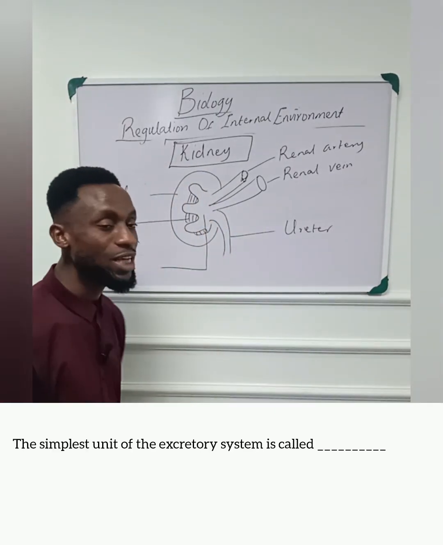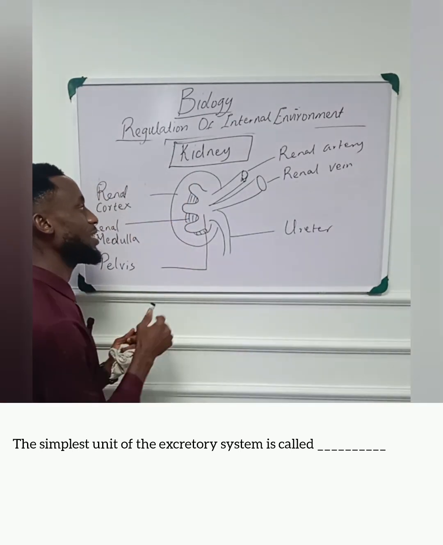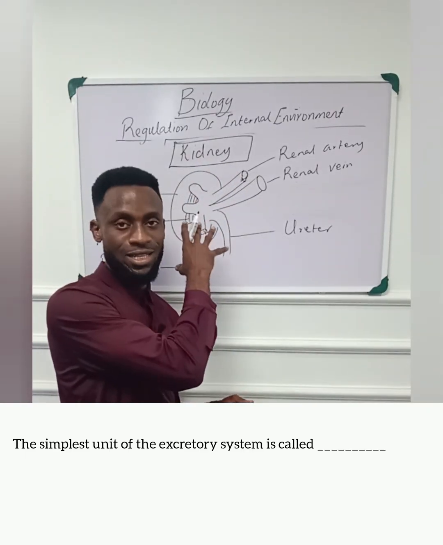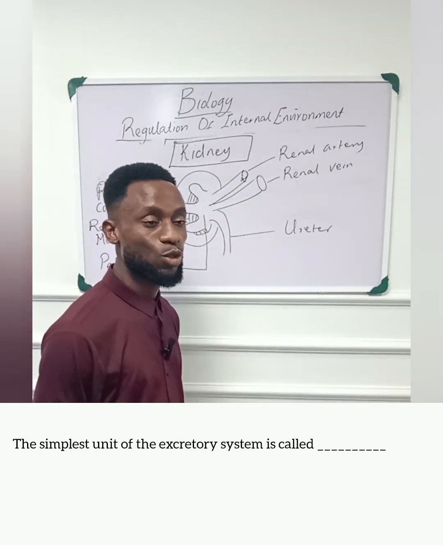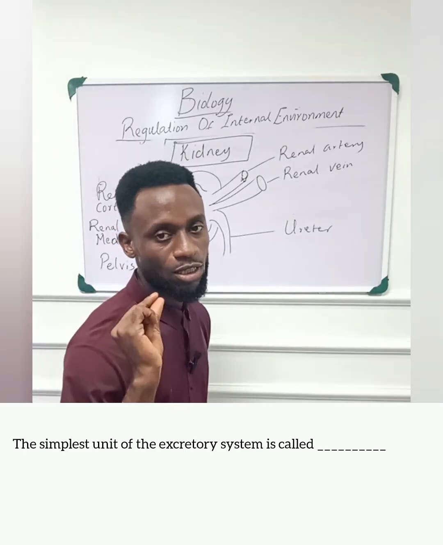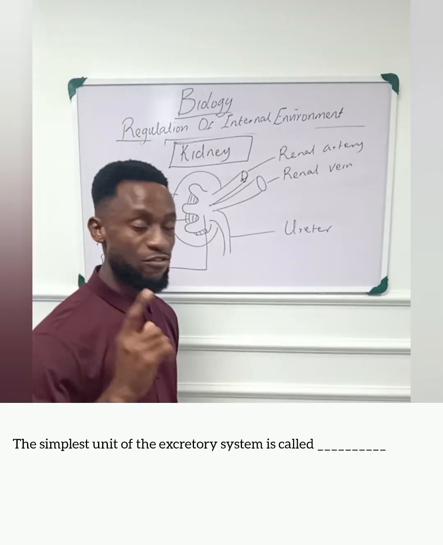So the simplest unit of the excretory system is located inside the kidney, and it is so small that there are millions of it in a kidney. So urine formation is not done by one person or one structure, but by millions of these units I'm talking about. So what is the unit called? It is called the nephron.